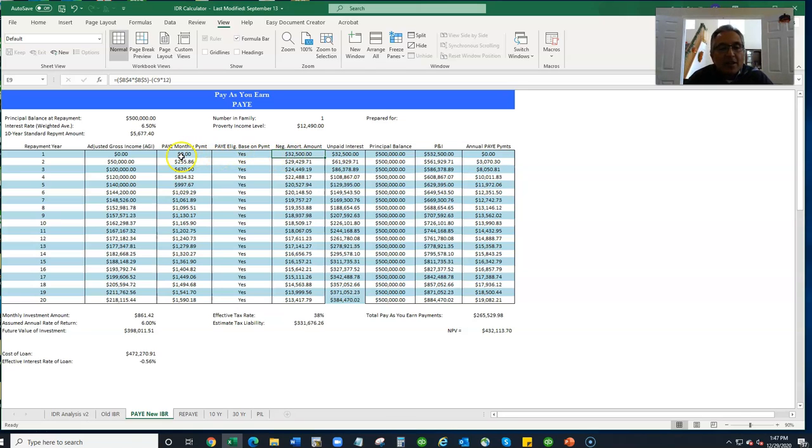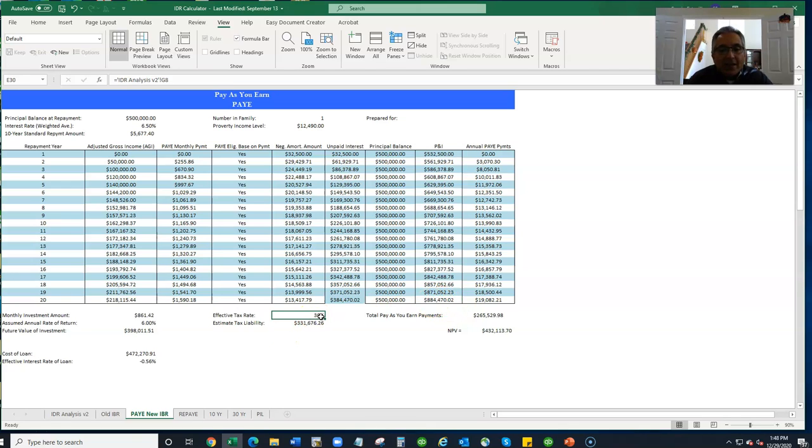So in this first year, because you're not making any payments on a $500,000 balance at 6.5%, you've accrued $32,500 of interest. So this is the annual amount of interest that's accruing. This is a cumulative total. After 20 years, you would have accrued almost $385,000 of interest. You would not have paid anything towards the principal, so your principal balance still remains at $500,000. Your total amount of principal and interest at the end of 20 years is that $885,000.